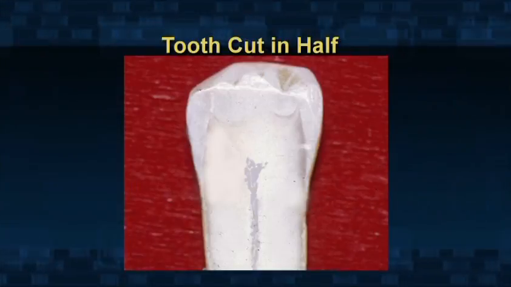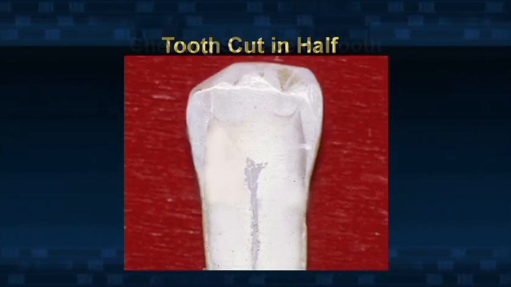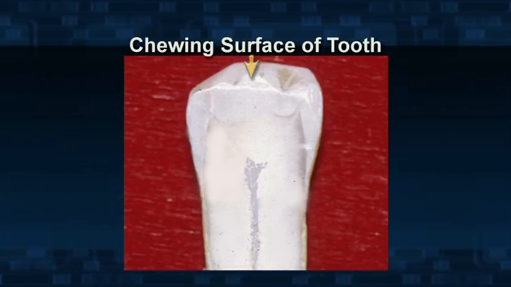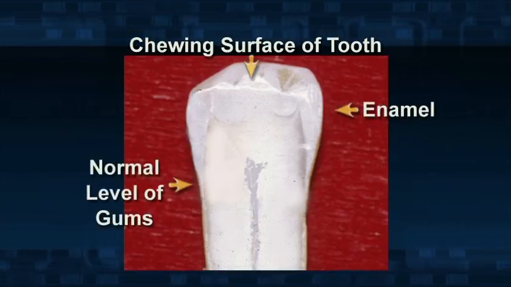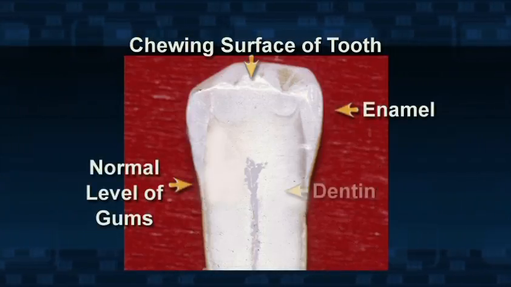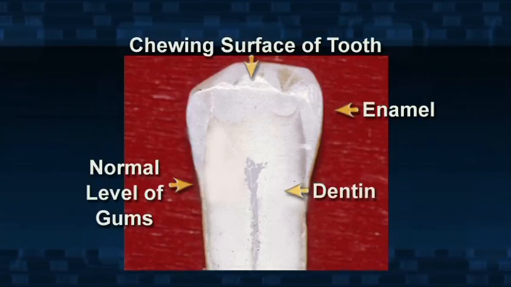Some knowledge of tooth anatomy is necessary for you to understand the nature of cracks in teeth and their significance. Note on the tooth that has been cut in half the following characteristics. The chewing surface of the tooth is covered with enamel, and it's the hardest substance in the body. It's about 1/16 of an inch thick. The enamel is only on the part of the tooth that extends into the mouth. It's not on the root surface. The dentin is much softer than the enamel, about 3 or 4 times softer.